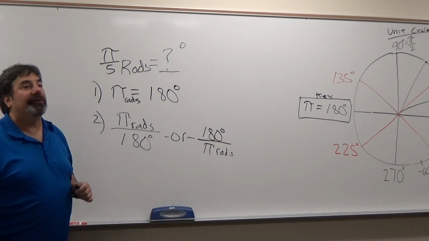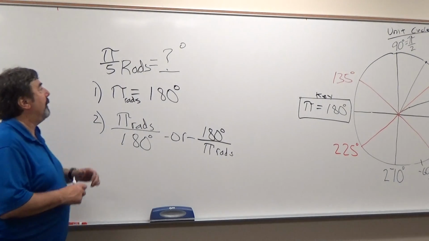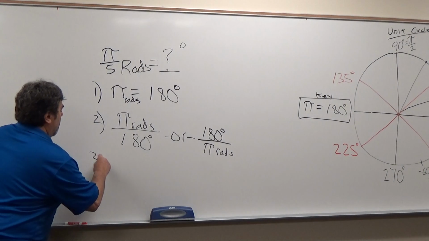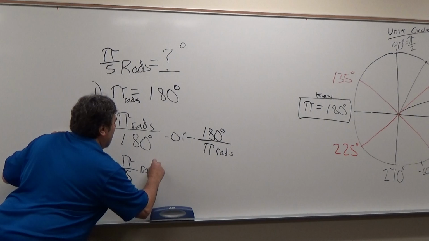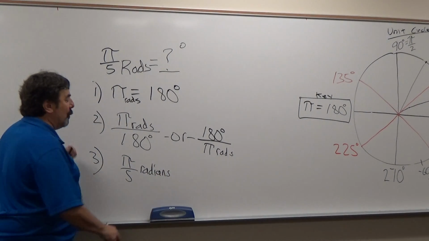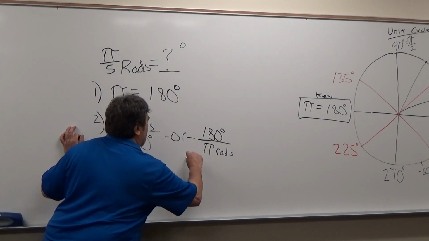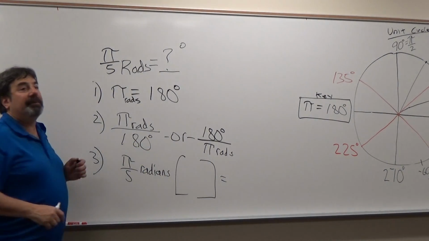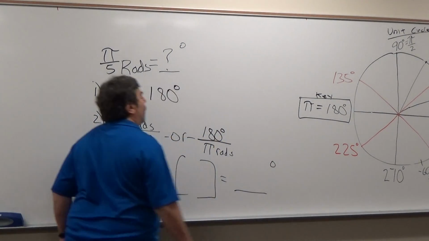So step 3 is where we do the actual converting. We take what they're asking us to convert, which in this problem is pi over 5 radians. So we start with that, pi over 5 radians, and we're going to convert that to some number of degrees. So we need to multiply what we're converting, pi over 5 radians, times one of the 2 fractions from step 2, and that's going to convert it to some number of degrees for us.